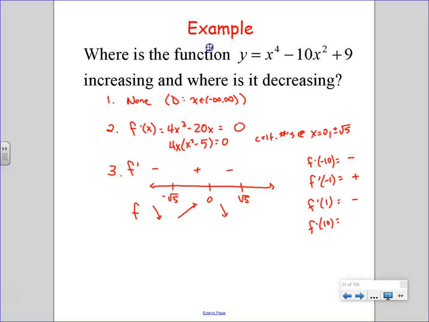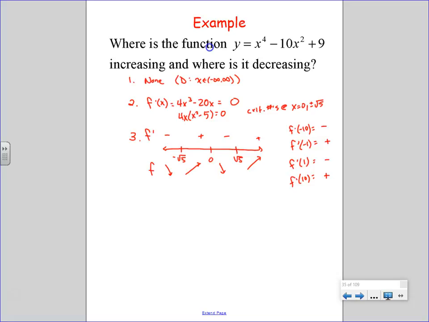Just by plugging in. And then when you plug in 10, it's going to be positive. So how can we state our conclusions? I can say f is increasing on and decreasing on. What would be my intervals for increasing? Negative square root 5 to 0, union with square root 5 to infinity.